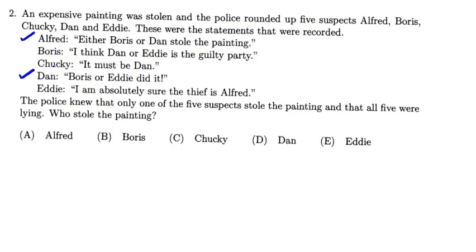Now let's check the other one. Dan says Boris or Eddie did it. Because he's lying, both of them are innocent, Boris and Eddie. So we understand Chucky stole and he is the guilty one. So the answer is C.